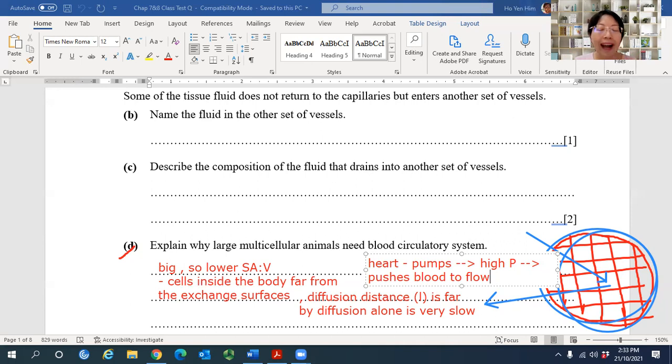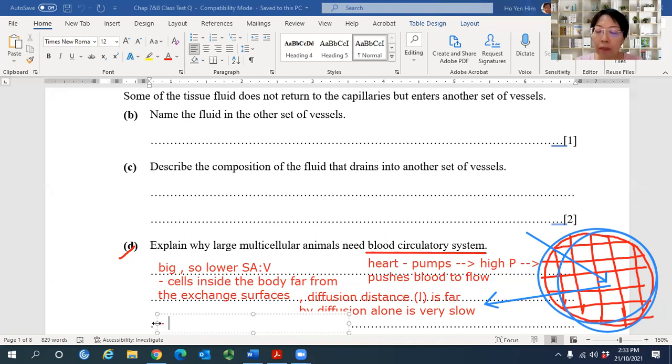So that overcomes the problem where the cells are very far from exchange surfaces. No problem, because I've got a highway, I can send the materials at high speed to every part of the body because of the pump in the blood circulatory system. So this solves the problem of being far away from the exchange surface. The first function of the blood circulatory system is that the heart pumping creates high pressure to push the blood to move very quickly from exchange surfaces to the cell and from cell to exchange surfaces.